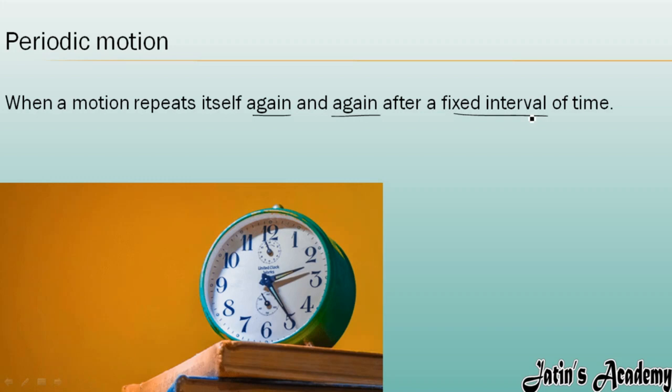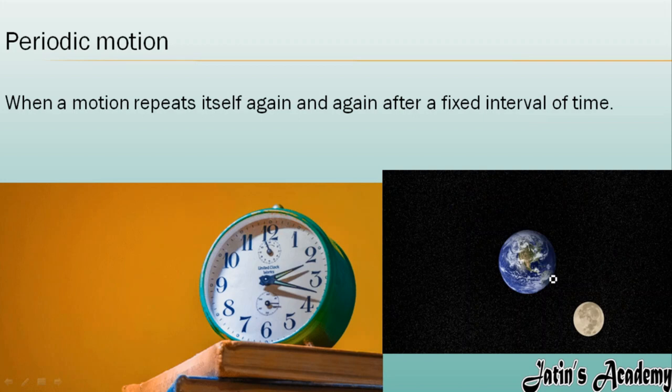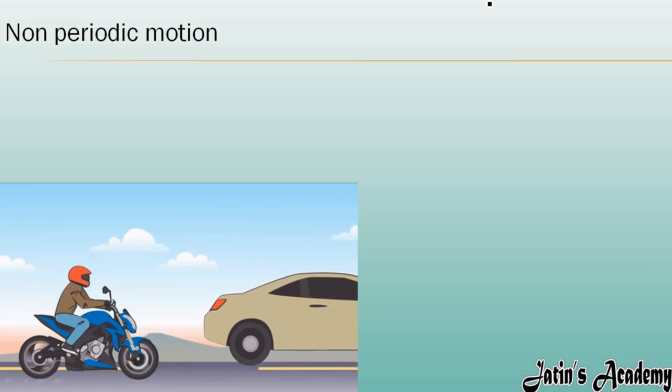For example, the rotation of the moon around the earth is also a periodic motion, which repeats itself after regular intervals of time. Fine. Next, we have non-periodic motion.